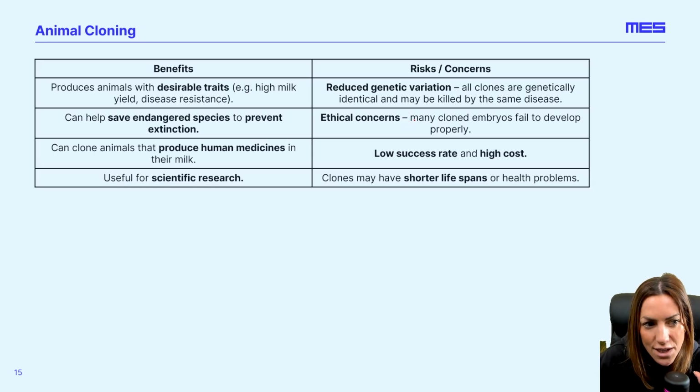There's ethical concerns with this because cloning embryos, the embryo might fail to develop properly, and you can argue, embryos have a right to life and the embryo may not survive and may be damaged, etc. Low success rate and high costs. And what we found with Dolly the sheep, she didn't live as long as expected. So clones may have shorter lifespans than what you would expect, or the cloned animals may experience greater health problems. Okay.